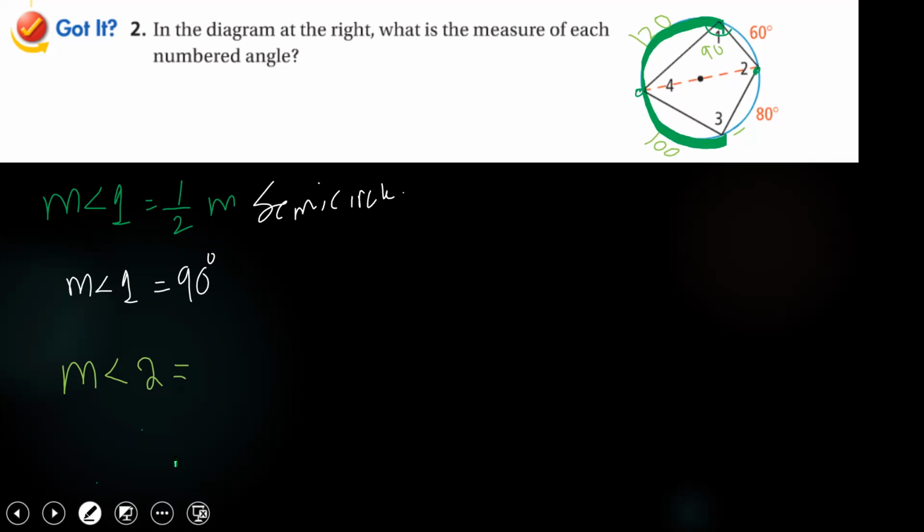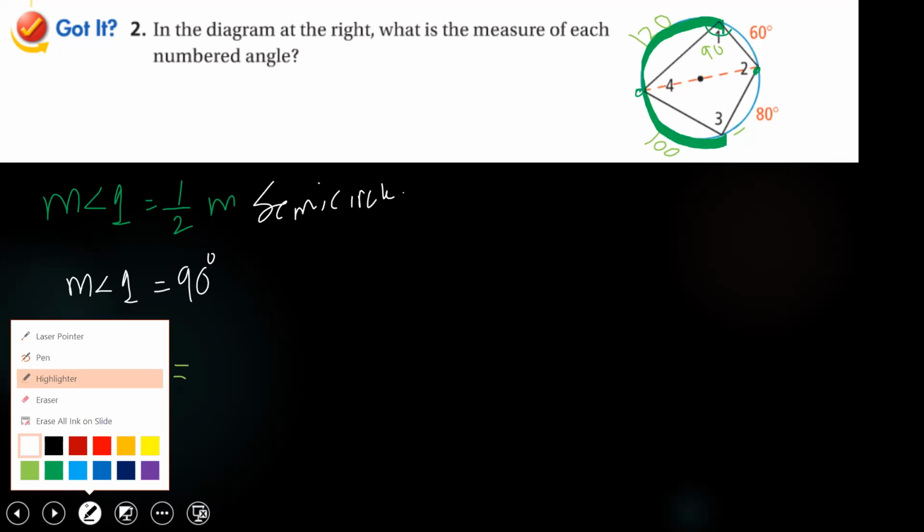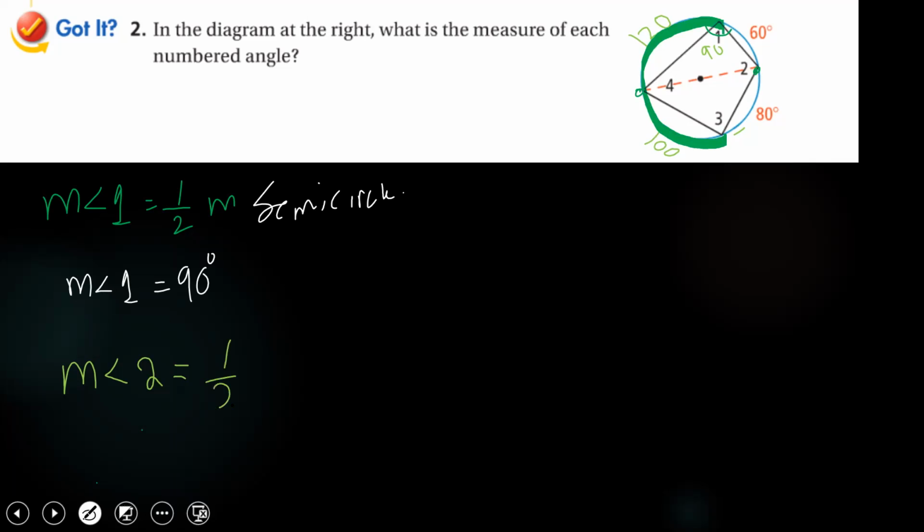So it is half the measure of 120 plus 100, so the measure of angle 2 will be 110 degrees.